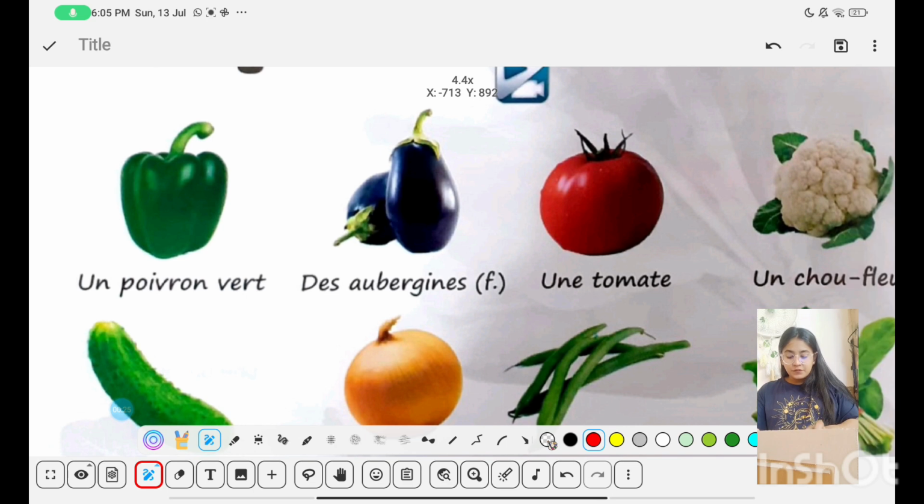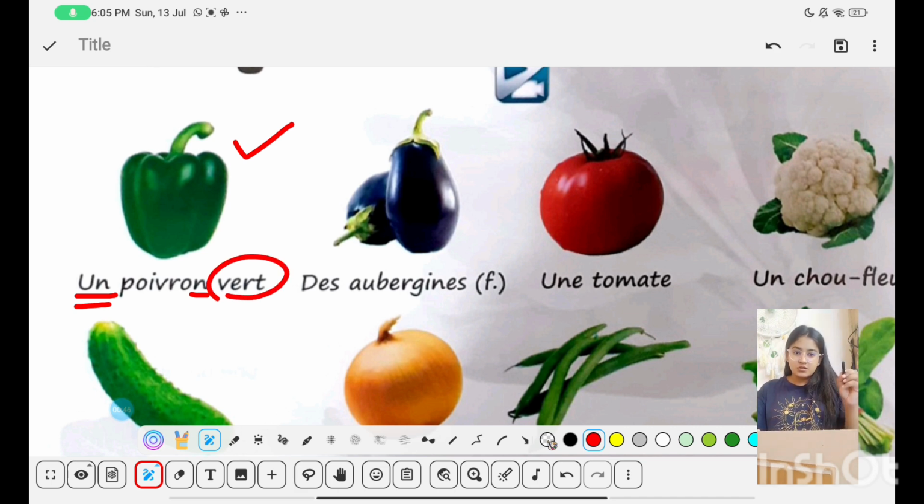Moving on to the first vegetable that we're studying, a capsicum. A capsicum, poivron vert. Poivron vert. Please notice the indefinite article we're using because poivron vert or capsicum is masculine as it is ending with n. Okay, and vert is the color. So we're not considering vert to be the last word, but we're considering poivron to be the last word, and poivron is ending with n.